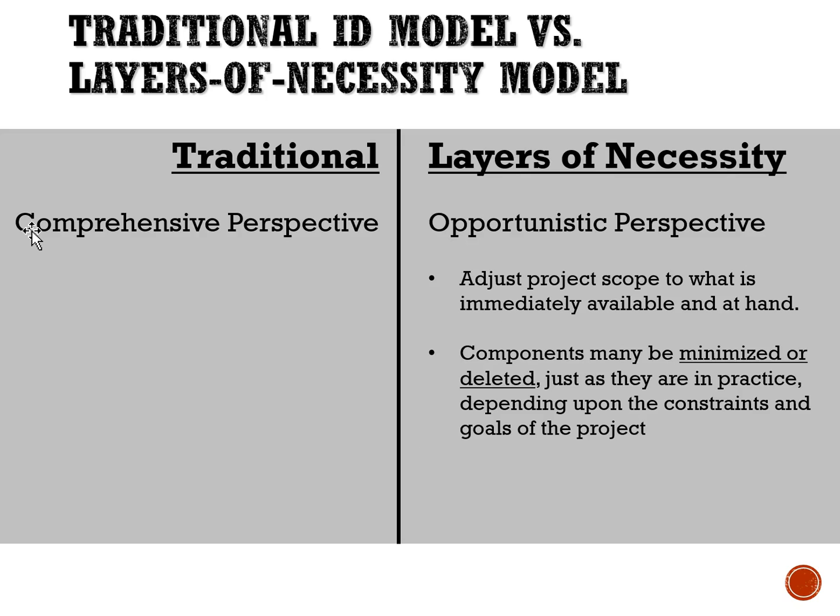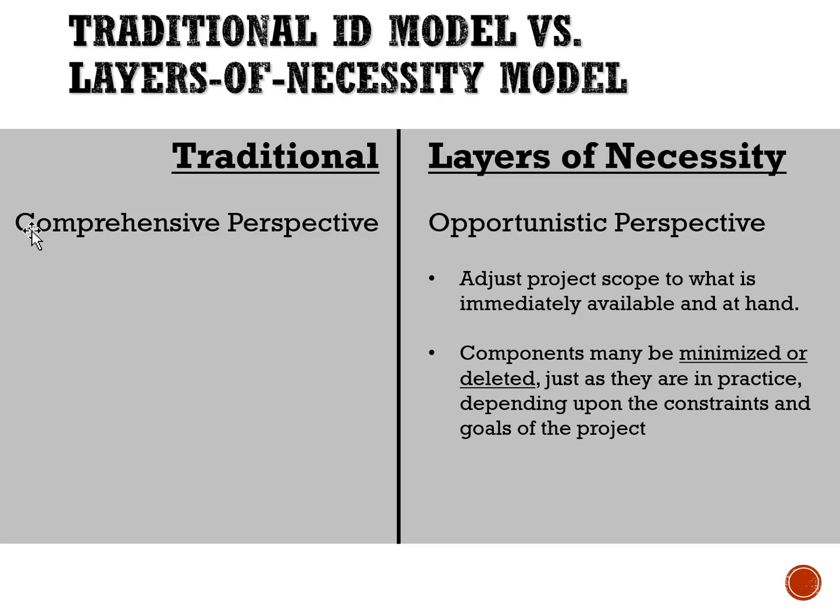So another comparison that we could make is that the traditional instructional design models tend to have a very comprehensive perspective, and that makes them quite detailed and lengthy, as you have experienced in the Dick and Carey model. And the layers of necessity is more of an opportunistic perspective in that you can adjust your project scope to what is immediately available at hand. It's very practical and realistic within the constraints that happen in real life projects.